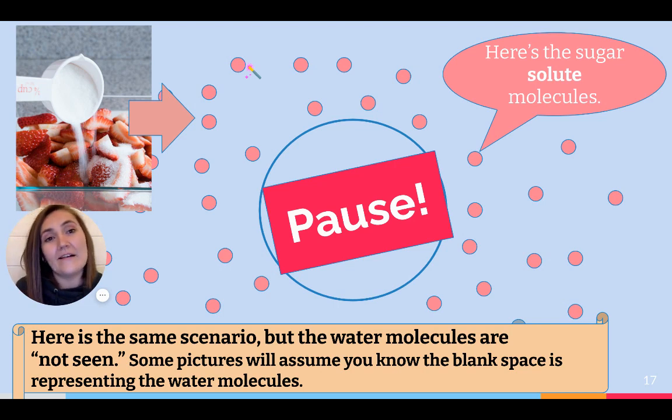Okay, so we're going to hit pause here and kind of start over again. So here's the same scenario, but the water molecules are not seen. We actually removed them from this picture. So all you're seeing is actually the solute of the sugar that we added to the outside of these strawberry cells. So sometimes there might be some scenarios where the pictures are going to assume you know that the blank space is representing the water molecules. They may not always be shown. So we only can look at the solute and just keep in mind, where would the water typically be?